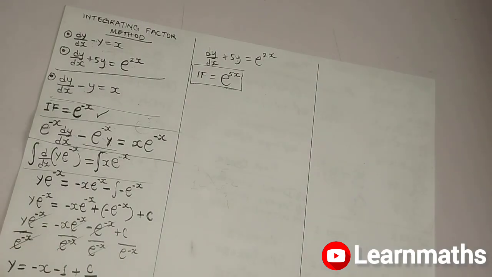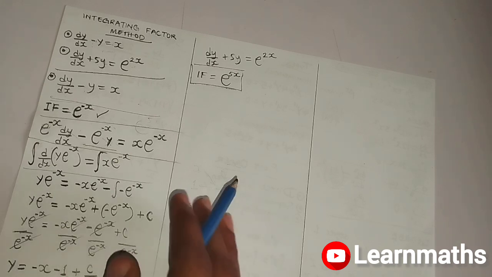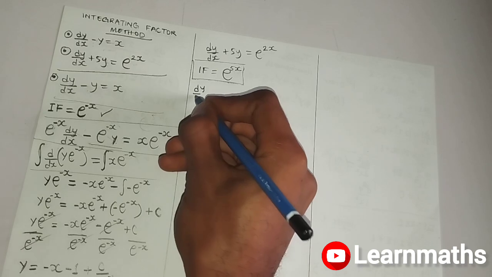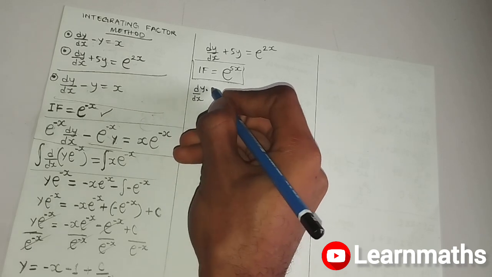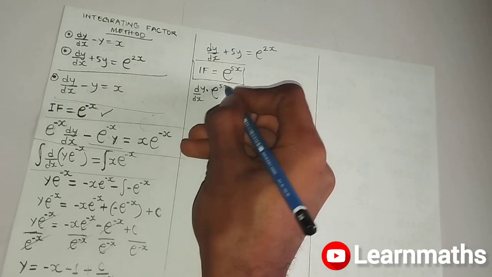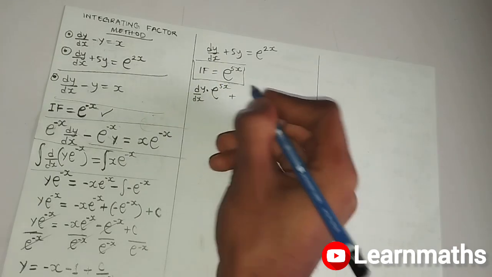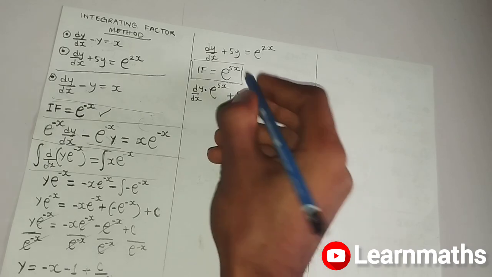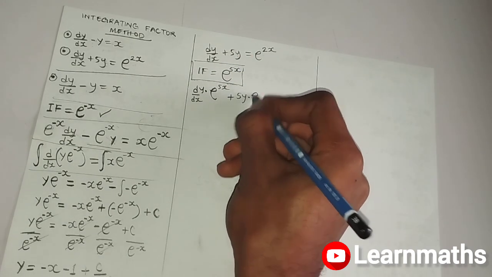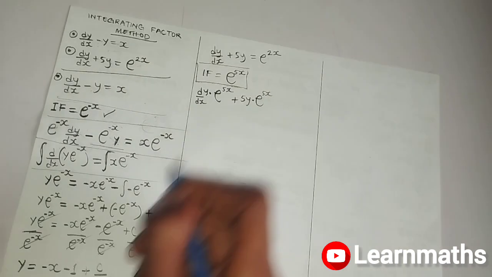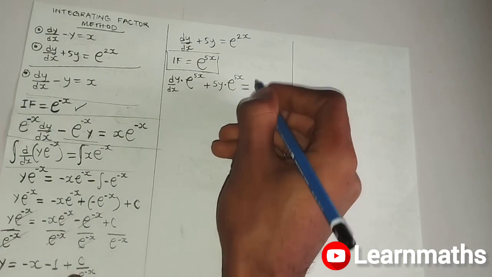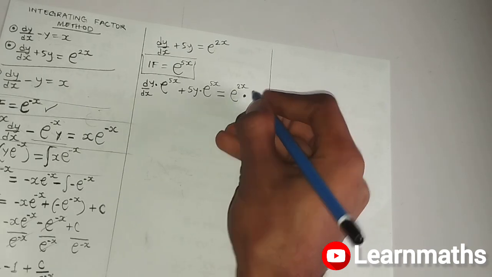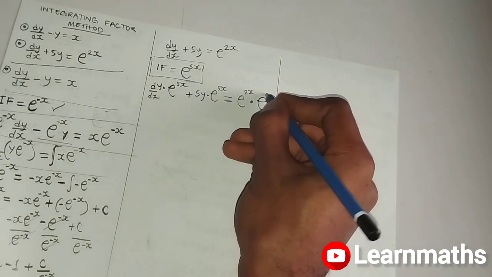You're going to multiply through the equation with this integrating factor. So I'm going to multiply this first term, dy dx, with the exponent of 5x. That's the first term. Now for the second term, we're going to multiply 5y with the integrating factor, e 5x. And this is going to be equal to, you're also going to multiply this e 2x with e, which is the integrating factor now, 5x, right?